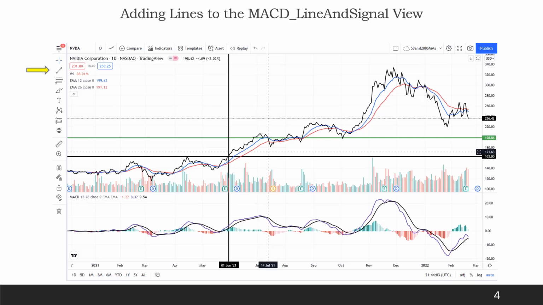You will need to draw these lines for the assets you have purchased and the assets you are watching in this simulation. Adding these lines to one's MACD_line and signal view is easy. At left, near the top, see the yellow arrow? It points to the line drawing tool in TradingView.